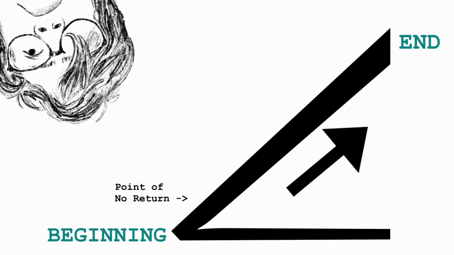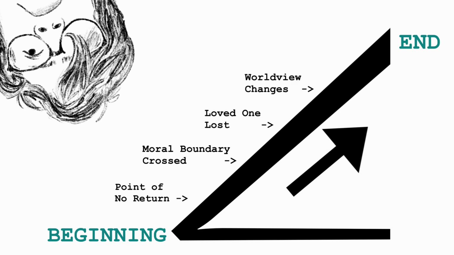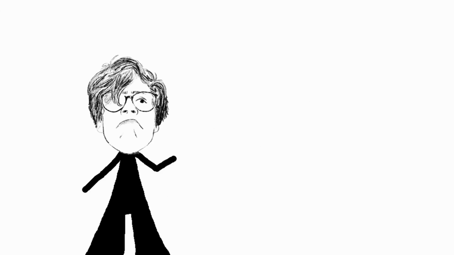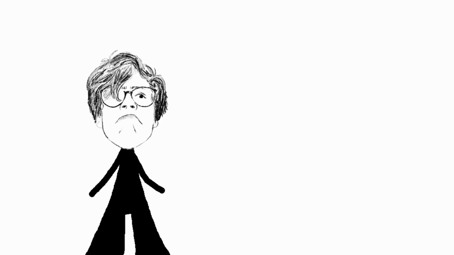A point of no return could be internal, external, or philosophical. A personal moral boundary is crossed. Something happens to a person you love. Your beliefs are forced to change because of a discovery. A point of no return is when something changes in the story and it can never be the same as it once was.